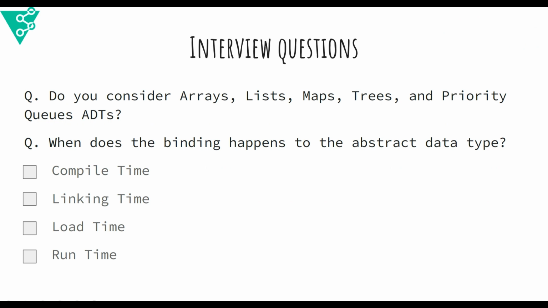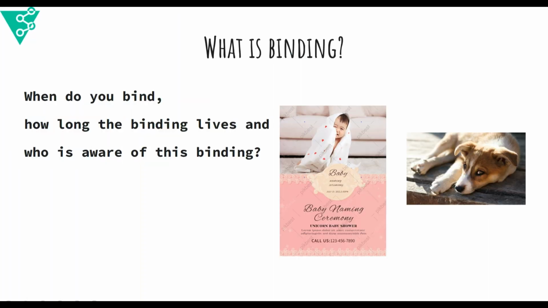Do you consider arrays, lists, maps, trees, and priority queues abstract data types? Yes or no? Next question, when does the binding happen to the abstract data type? Does it happen at compile time, linking time, load time, or runtime? Well, now what is binding? There was an interview question in the prior slide about binding. Now, in order to understand binding, it is important.